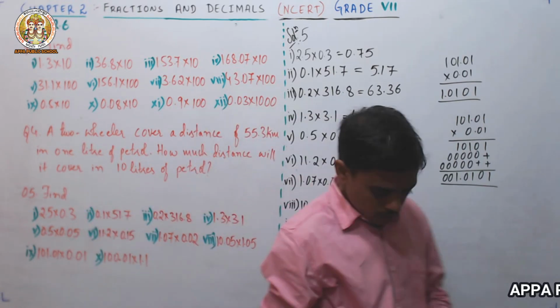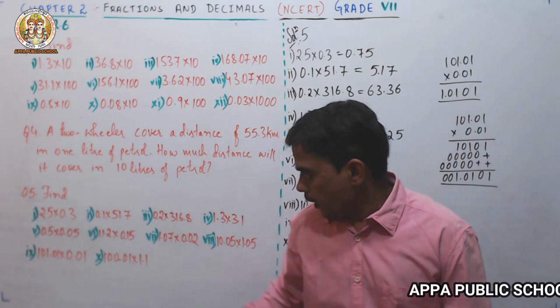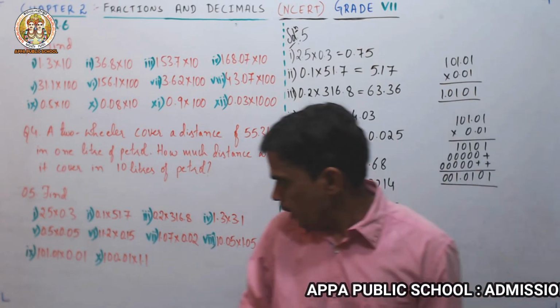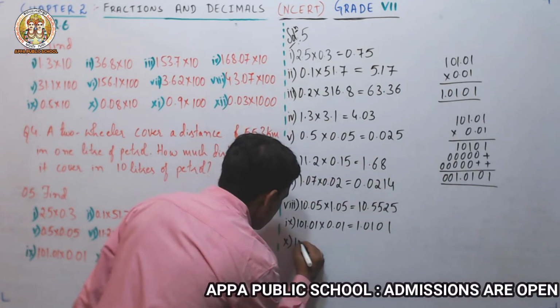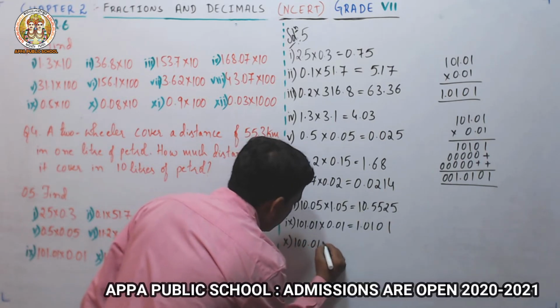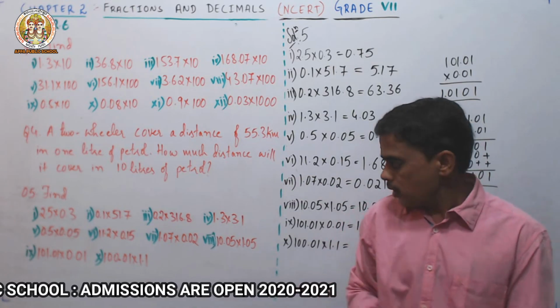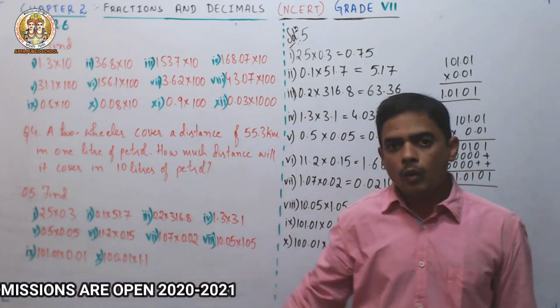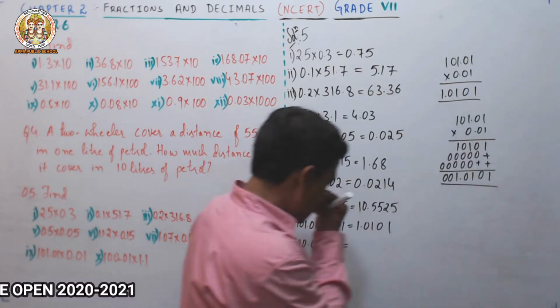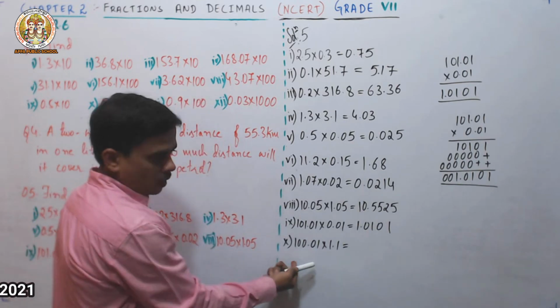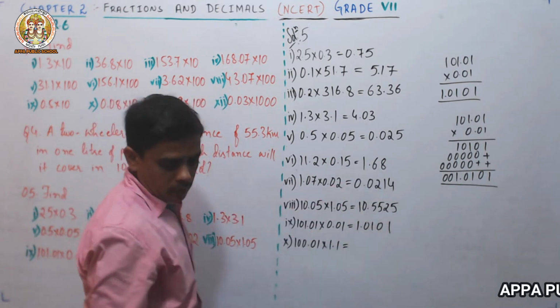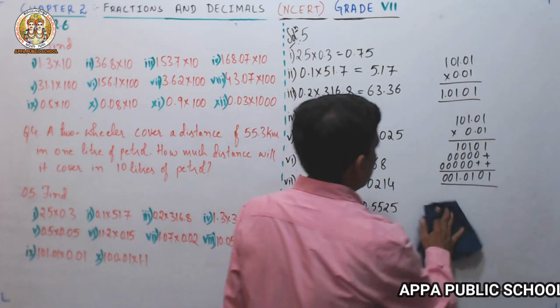The last, that is the 10th one. Question number 10. What is question number 10? The question is 100.01 into 1.1. So better you multiply by 11 ones, or else you multiply in that way. Anyhow, it's your convenience.